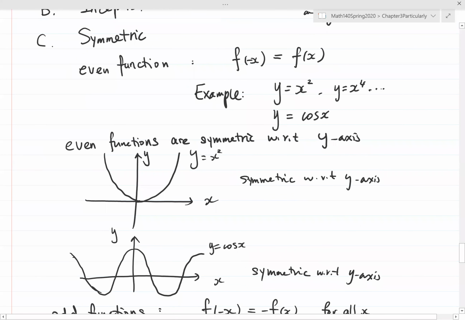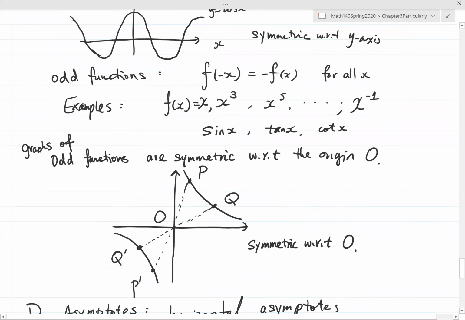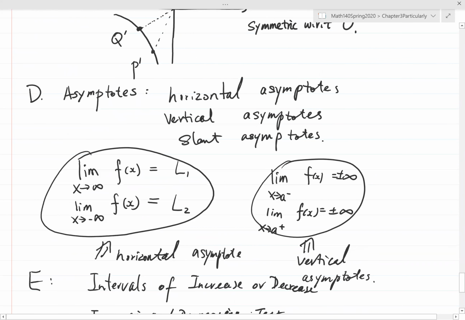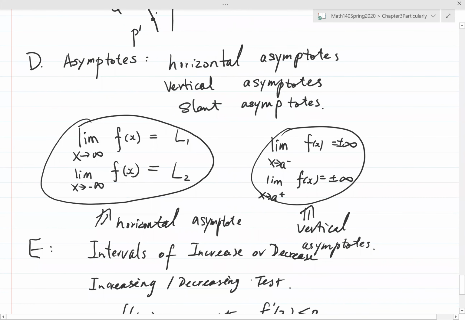If it's even, then we know it's symmetric with respect to the y axis. If it is an odd function, then we know it's symmetric with respect to the origin O. If we use symmetry, then we can reduce the work by half. Then asymptotes: usually we do horizontal asymptotes and vertical asymptotes, but sometimes we have slant asymptotes.